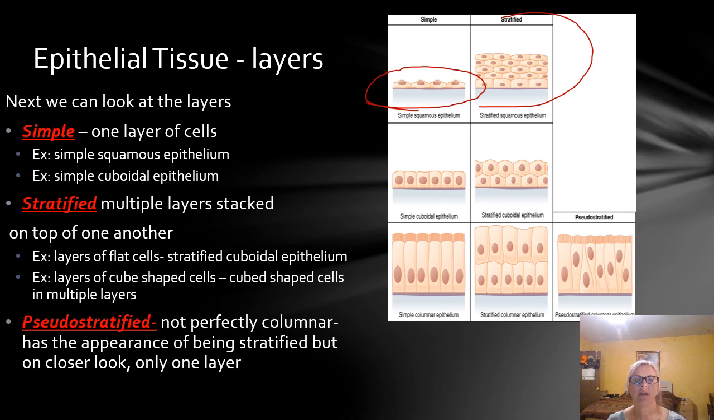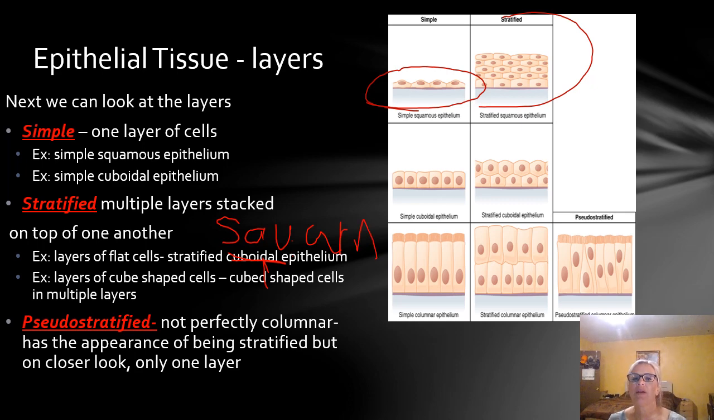So stratified examples are going to be layers of flat cells, which is what we have in the top right. Stratified, that should say stratified squamous, that is a typo. So let's write that out. It's not cuboidal, because that's not cuboidal, that is squamous if it is flat. This pen doesn't work that great, so that should be squamous.